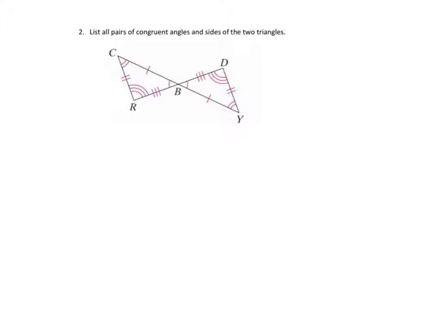Alrighty, so we're going to list all pairs of congruent angles and sides. So all pairs of congruent angles and sides. Notice the markers, right? C has 2, Y has 2, D has 3, R has 3. B and B, right, each have 1. So we'll start with angles. Angle B is congruent with, well, angle B. And if you don't like the fact that we're using one letter, you could do the old-fashioned way, right? CBR, DBY. That's not a bad idea either.